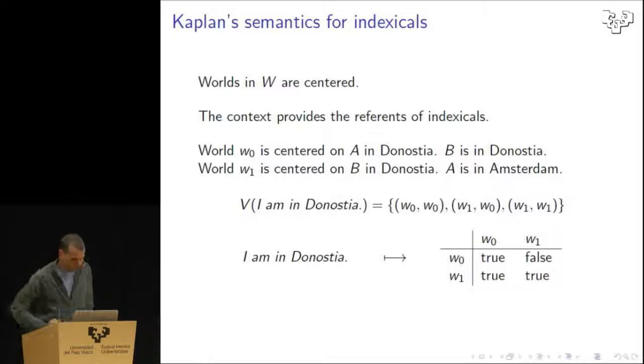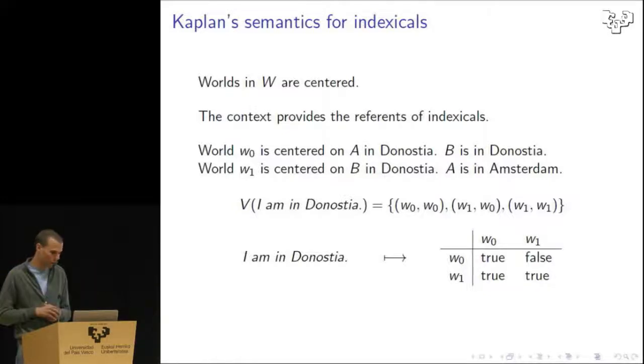And I have a simple example now for this. The sentence would be: I'm in Donostia. We have just two possible worlds here. The first one is centered on one individual, A, who is in Donostia, and we have another individual there, B, who is also in Donostia. And then we have another possible world which is centered on the other individual B, who is in Donostia there, but in that world A is in Amsterdam.